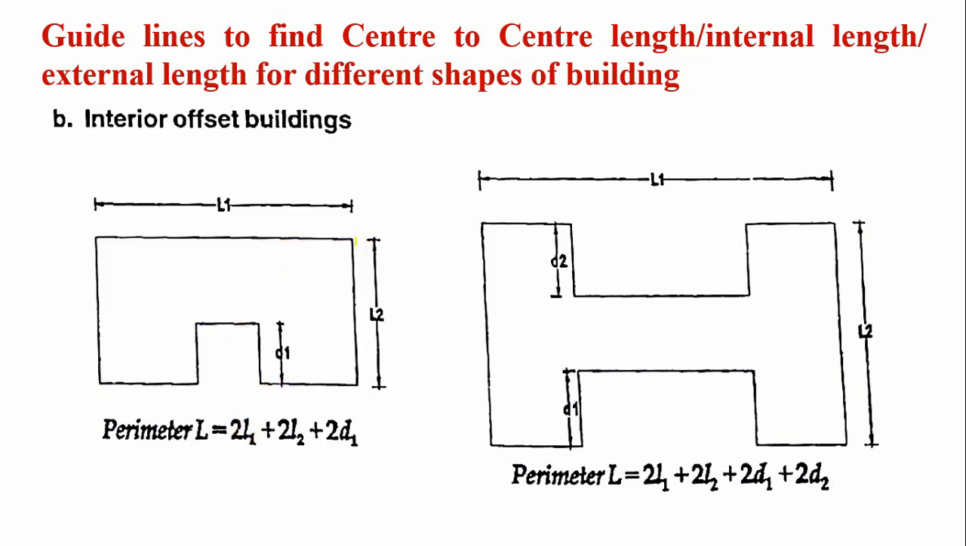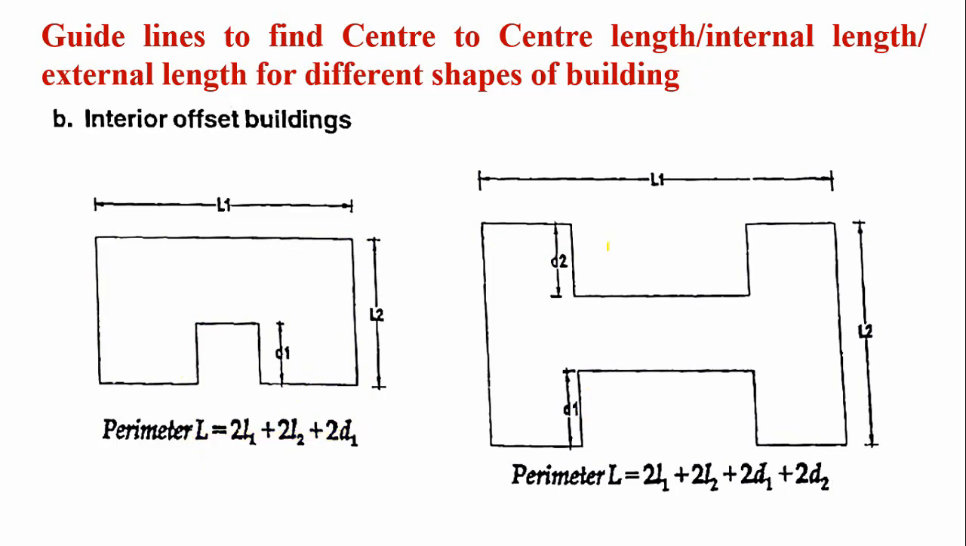Next, if you see this vertical portion, this is L2. Similarly, this is L2. Therefore it is 2 times L2. We have covered this portion, this, this, and this. Only pending is this and this. That is D1 pending. So this is D1, this is D1. Therefore it is 2 times D1. If you add up, you will get the total center to center length of the building.